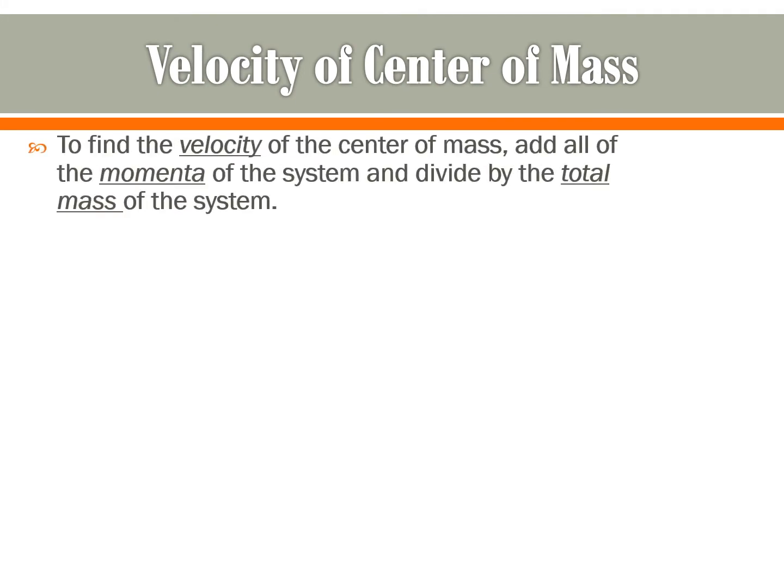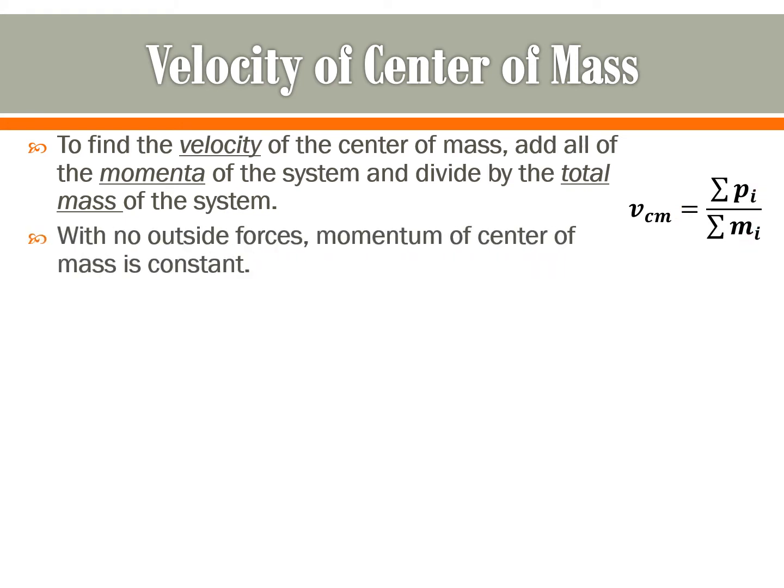All right, so what about the velocity of the center of mass? To find the velocity of the center of mass, we add the momenta of all of the system and divide by the total mass of the system. Kind of like finding the center of mass, we take the mass times velocity and divide by the total mass. So the velocity of the center of mass is the summation of all the momenta divided by all of the masses added together.